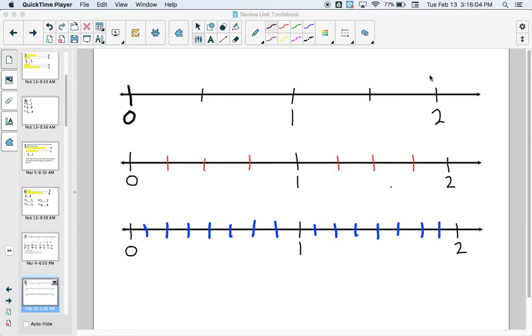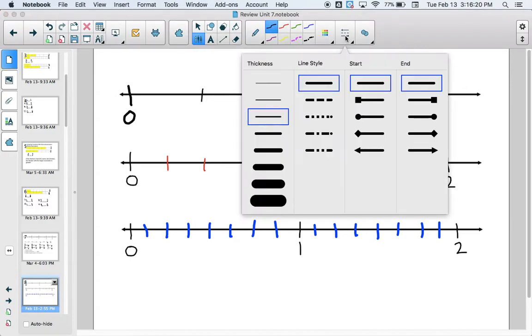We're going to take a look at how we can use a number line to help us understand fractions. And I have three different number lines here, and we're going to talk about each one. So let's start with this first number line.